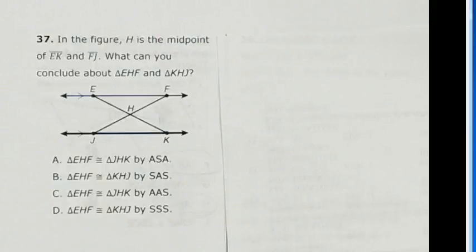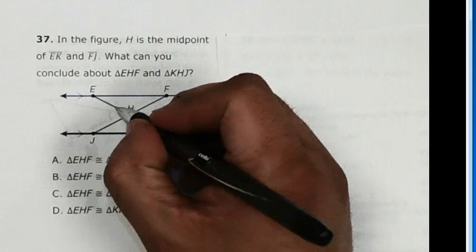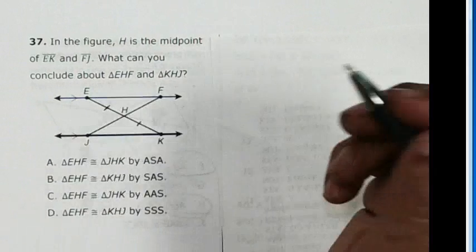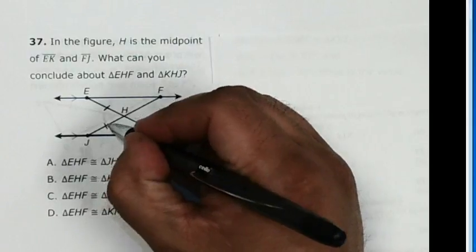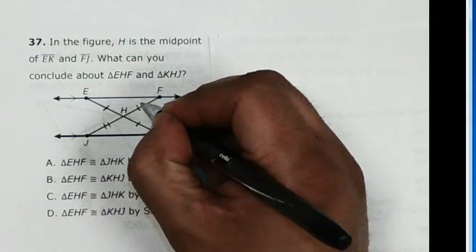All right, number 37 says in the figure, H is the midpoint of segment EK and segment FJ. What can you conclude about triangle EHF and triangle KHJ? Well, if H is the midpoint, that tells me that EH and HK are congruent, and I also know that JH and FH are congruent.